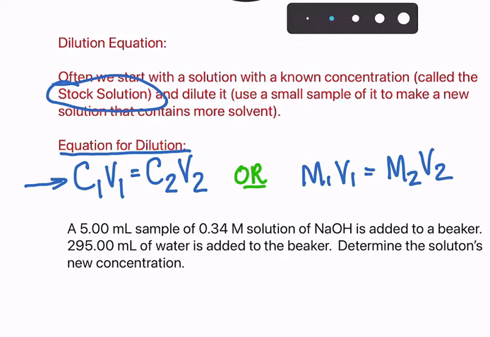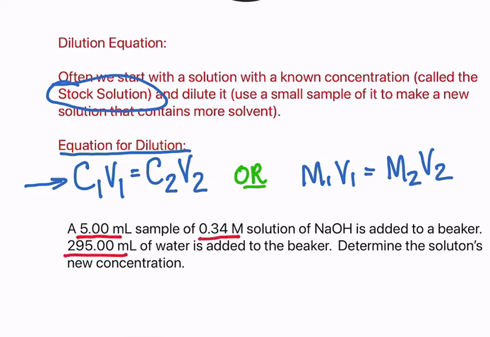We have a 5 milliliter sample of a 0.34 molar solution of NaOH that's added to a beaker. Then 295 milliliters of water is added to the beaker. Determine the solution's new concentration. So the first thing we have to do is make sure we understand what information in the problem is important. Obviously, numbers are always important here, and so I'm just going to go ahead and underline those.